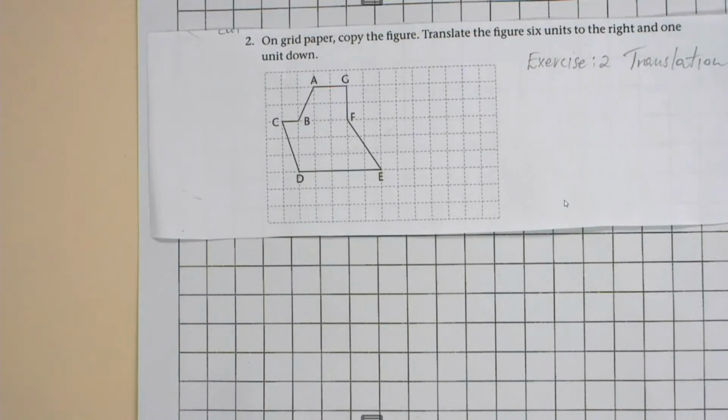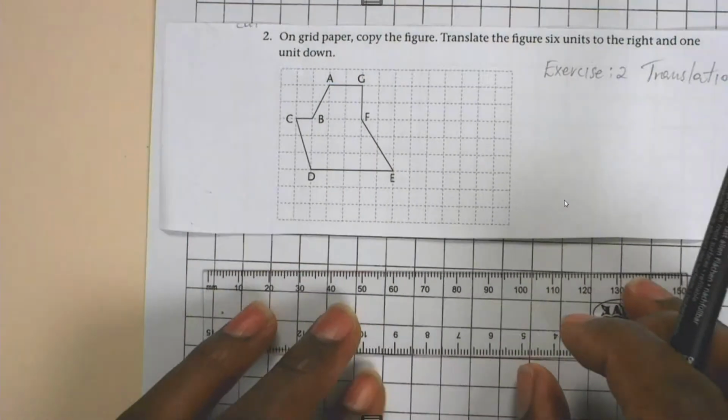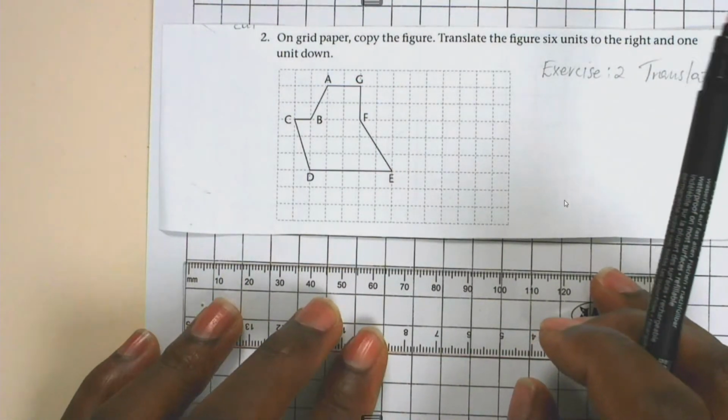Let us start. We need to start with the original shape. Now, normally I draw this line to give myself a direction.